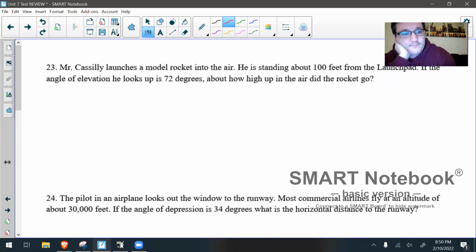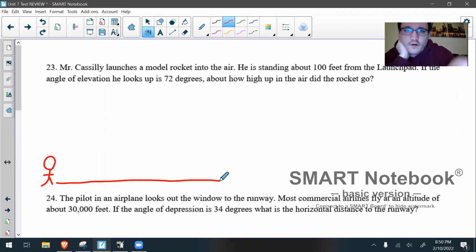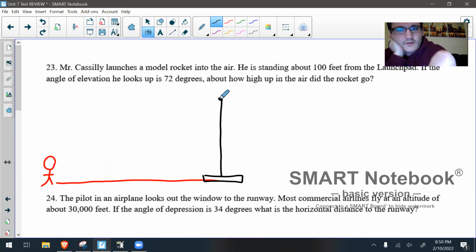All right, so here I am. Here's me. And I am standing 100 feet from our launch pad. So this rocket goes up. It's going up somewhere, or maybe it goes up this high. So I have to look at an angle of elevation of 72 degrees.